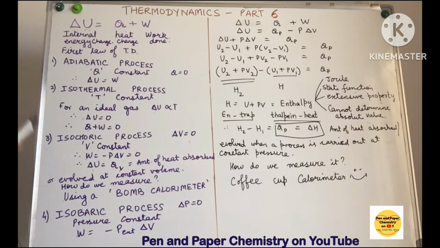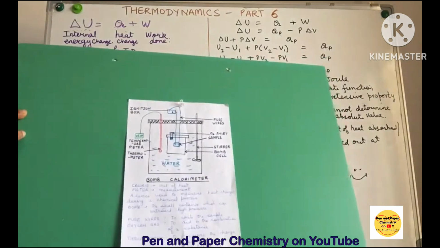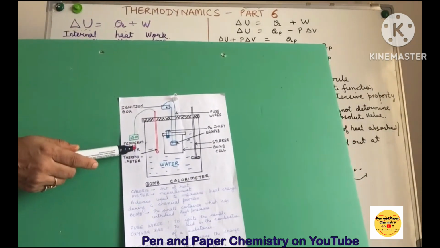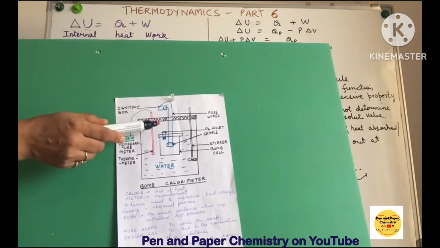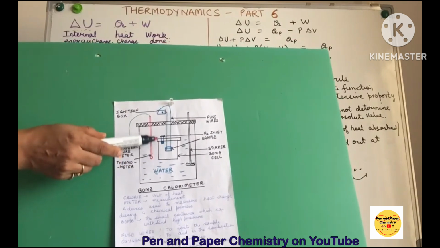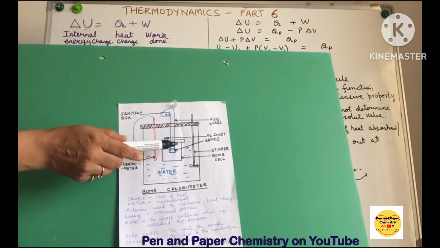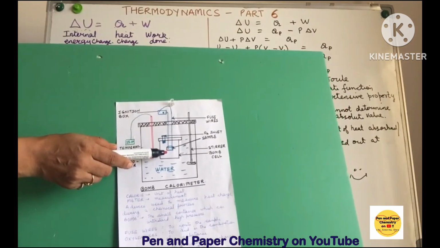Coming back to the isochoric process, we talked about the measurement of the heat evolved or absorbed at constant volume. To determine this, we have a setup which we call a bomb calorimeter. A bomb calorimeter simply consists of an insulated container inside which there is another small container, and this is called the bomb. Why a bomb? Because it can withstand high pressure.